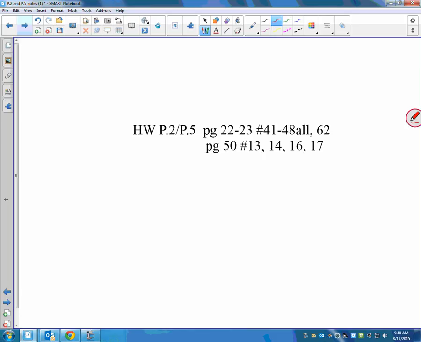This is P2, which is page 22 and 23. 41 through 48 all. Those are all circle ones, so they're going to be really quick to do. And then 62. And then page 50, there's 4 problems there. I believe all 4 say solve by completing the square. So those are going to take a little bit more time. But even with try time, we have some time to work today. So start on these so that if you have questions, you can ask me.